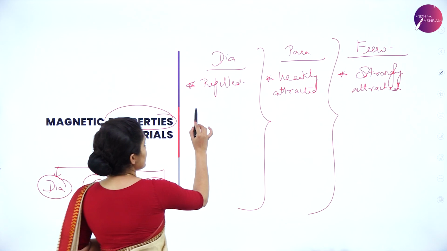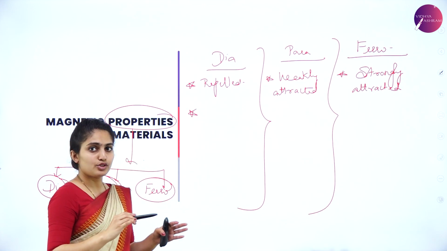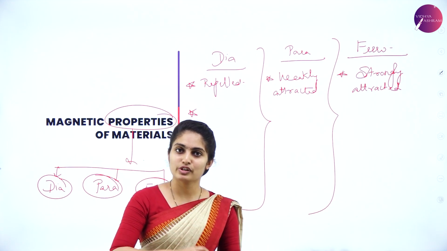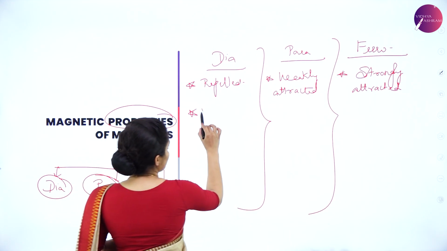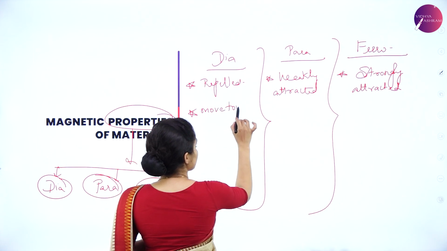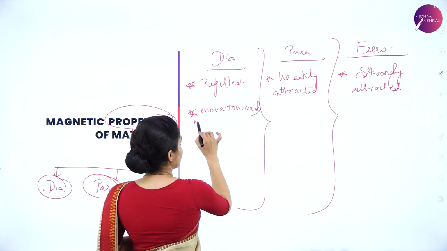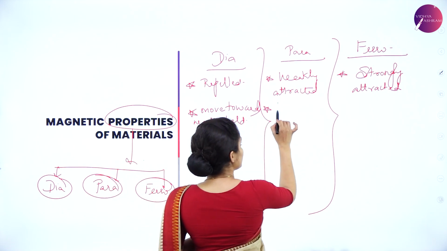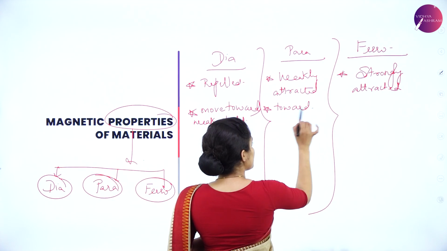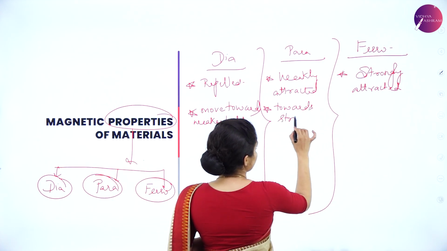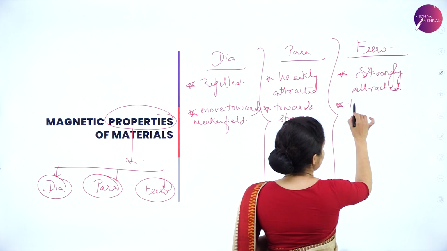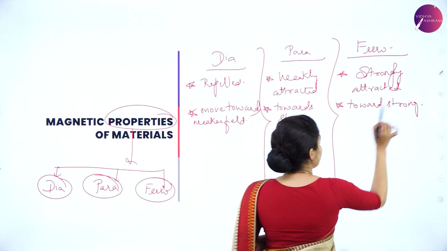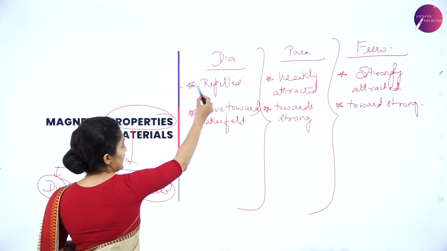Okay, so next, if it is repelled, it has to move from a stronger section to a weaker section, right? So the magnetic field lines move from a stronger field towards a weaker field. Here it moves towards a strong field. Here also towards a strong field. And now this is about the field lines of these two.